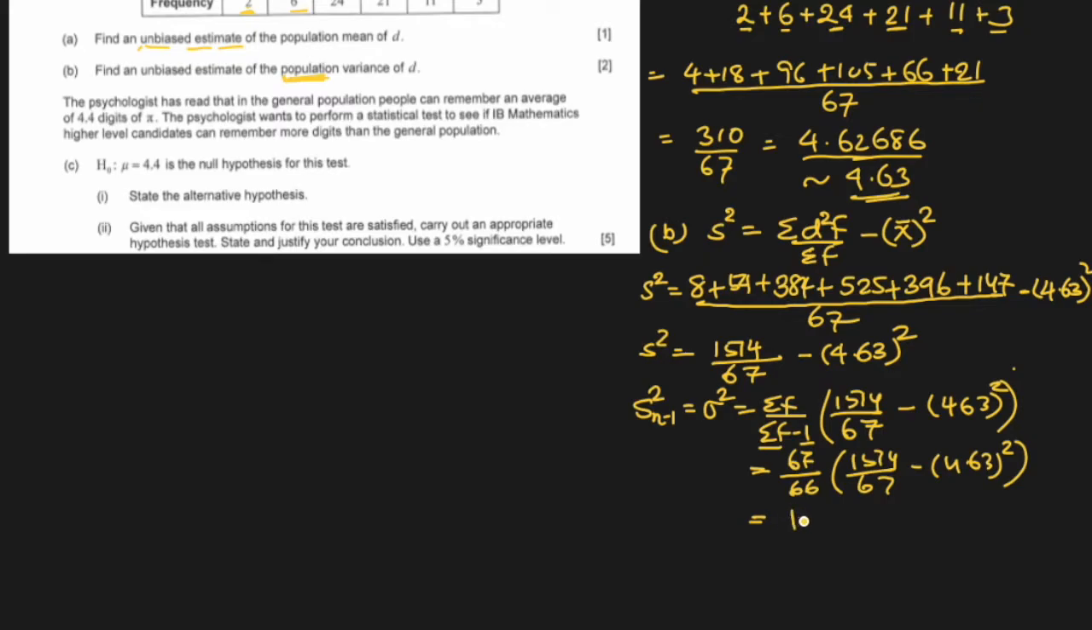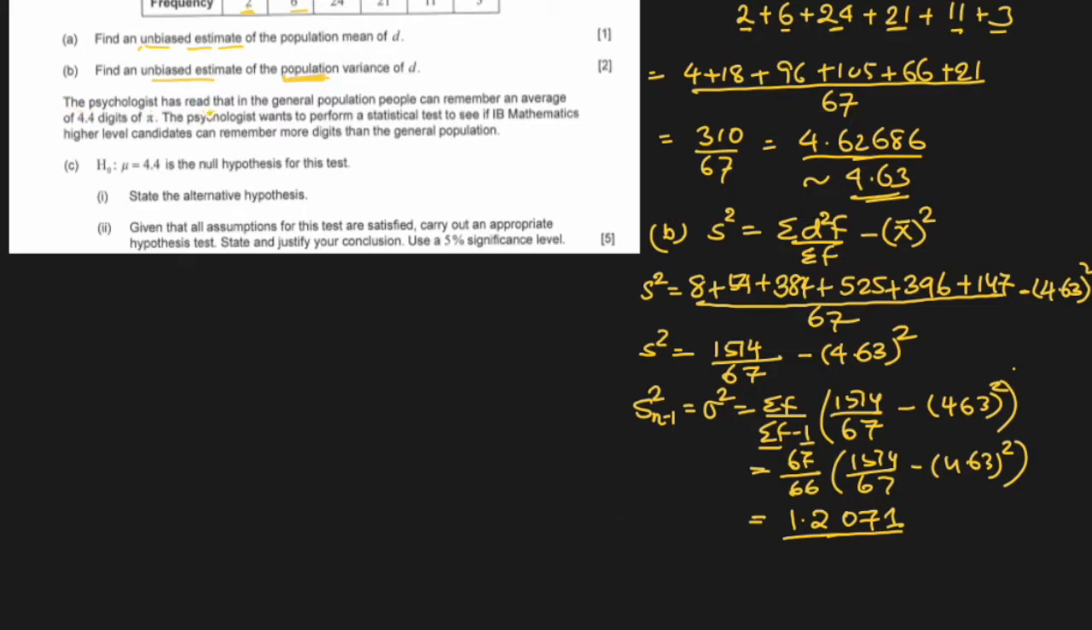Once I used my calculator, I got 1.2071. Please do it yourself because I am preparing these solutions without a marking scheme. So there may be little mistakes here and there. You can correct them yourself, but be sure about the process. All right. This is the unbiased estimate of the population variance.